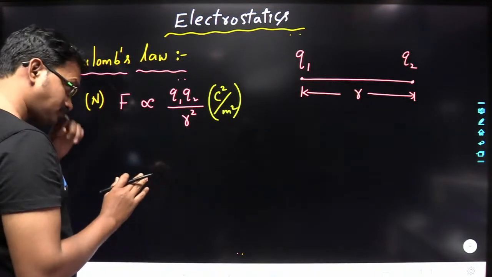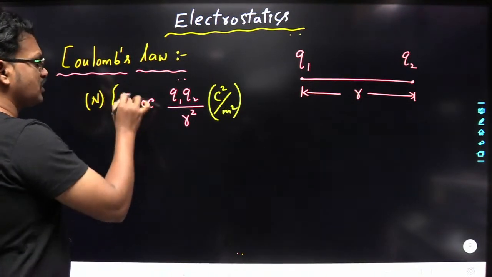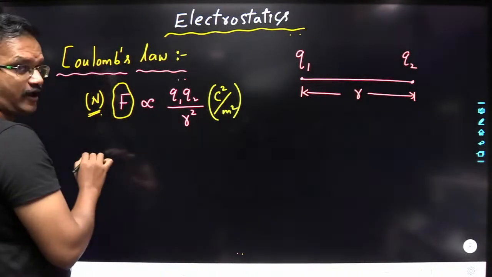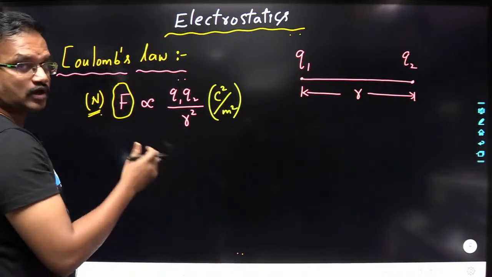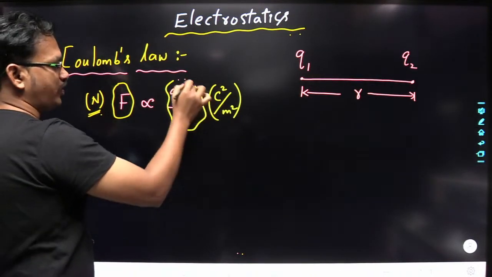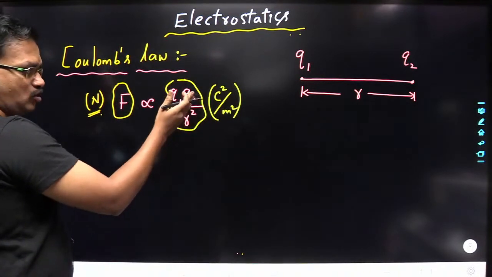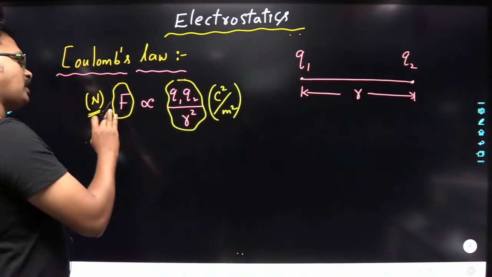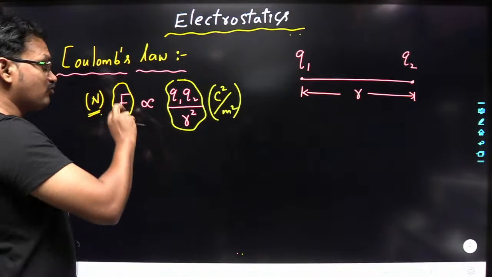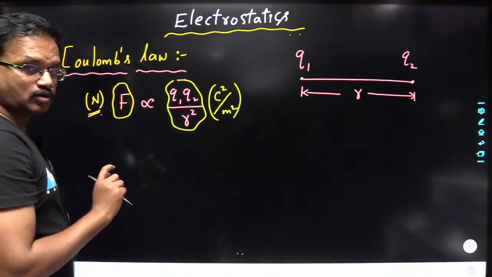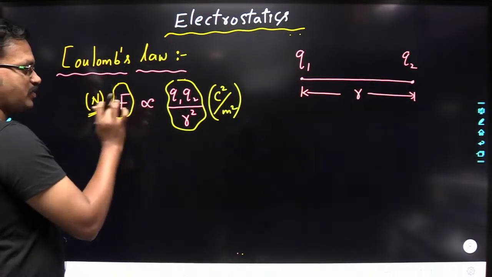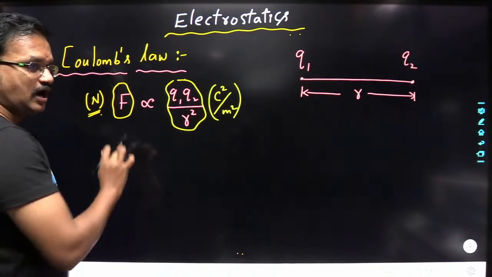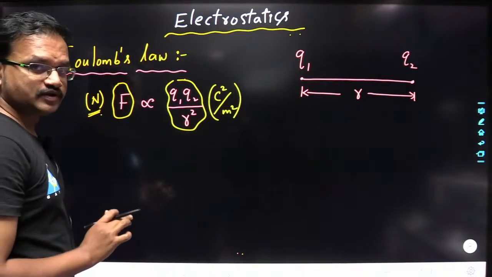Now this is force, and the units of this force are newtons. This parameter is depending upon Q1 Q2 by R square. So on the RHS we have one quantity and on the LHS some other quantity, but one is depending upon the other. Understood? How they are depending is given by this proportionality. So F is directly proportional to the product of charges, and inversely proportional to the square of the distance between them, right?